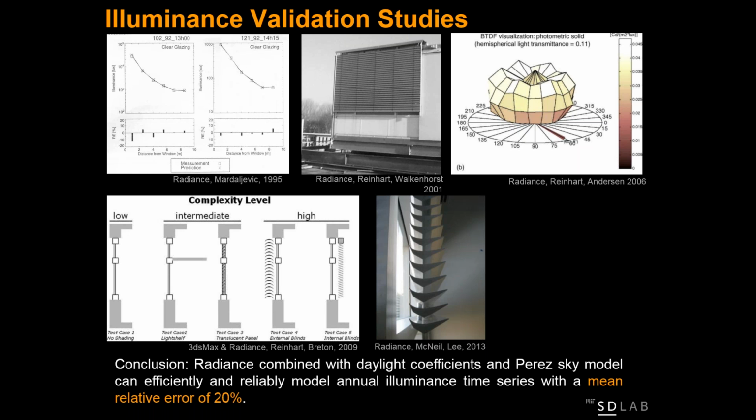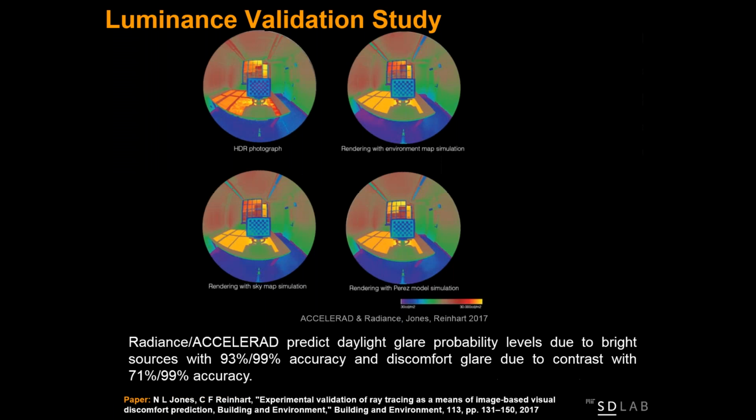Now in 2009, we also expanded this to work with another ray tracer, Mental Ray, which is in the Autodesk 3D Max Design tool. So the main information to retain from this illuminance validation study is that if we do, in quotation, everything right, then we can typically predict illuminance levels, time series of them, in buildings with a mean relative error of about 20%.